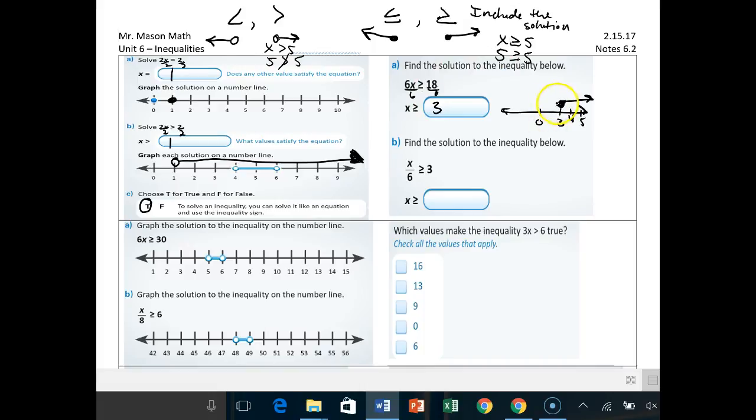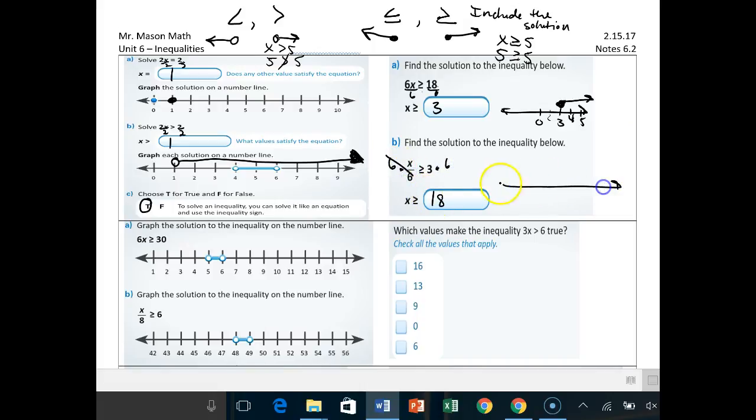But perhaps if I made a mistake and drew it to the left, like 2, if I plugged in 2, 6 times 2 is 12. That is not greater than 18, so I know I've drawn it the wrong way. You can always check to see if you've drawn it the right way. On B, obviously, all we do is times 6, and so x is greater than or equal to 18.